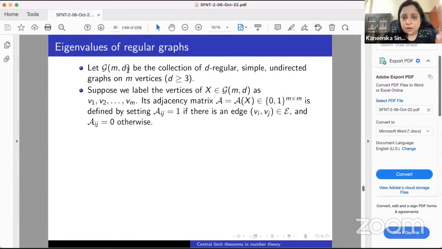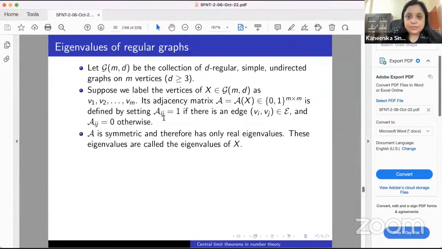Corresponding to any graph, we can talk about its adjacency matrix. Let us say we label our vertices V1, V2 up till V sub n. The adjacency matrix of a graph has entries 0 or 1, and the ijth entry is 1 if there is an edge Vi comma Vj in this graph, and it is 0 otherwise. It is easy to see that, since we are taking undirected graphs, A is symmetric and therefore has only real eigenvalues. And these eigenvalues are called the eigenvalues of your graph X.